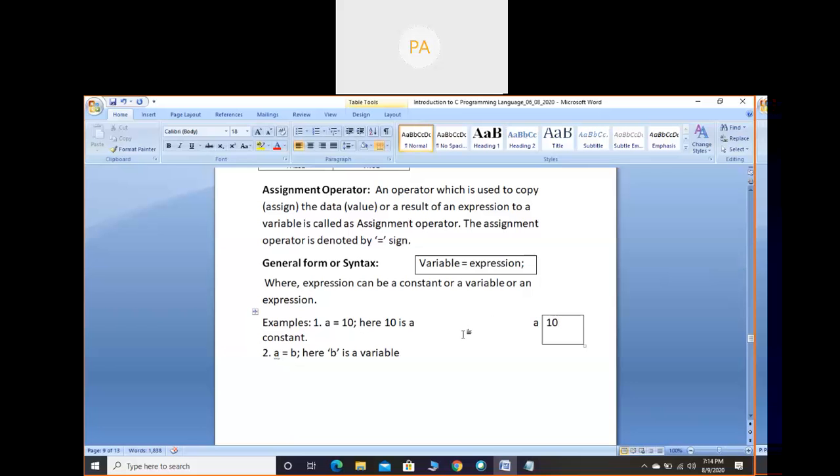So again I will tell you, here we are not proving LHS equal to RHS, or we are not comparing LHS equal to RHS. The value 10 is stored in variable a. That a is nothing but the name given to the computer memory location, and in that location the value 10 is stored. So when we write a equals 10, from RHS it will be copied to LHS.